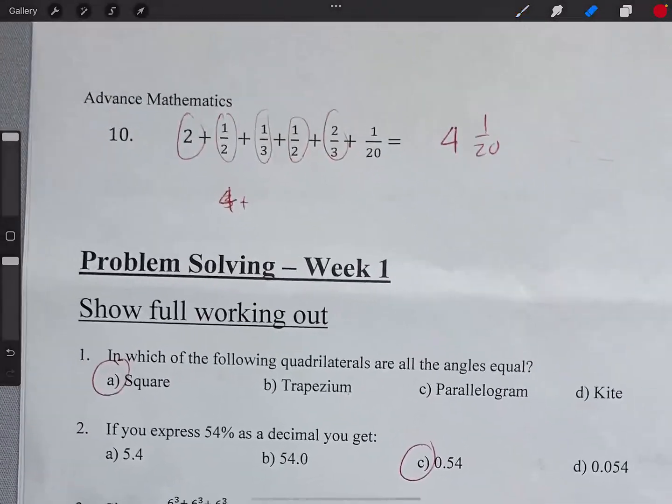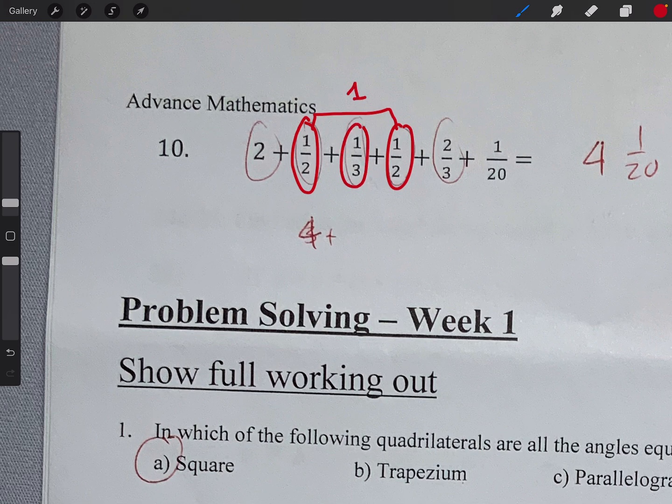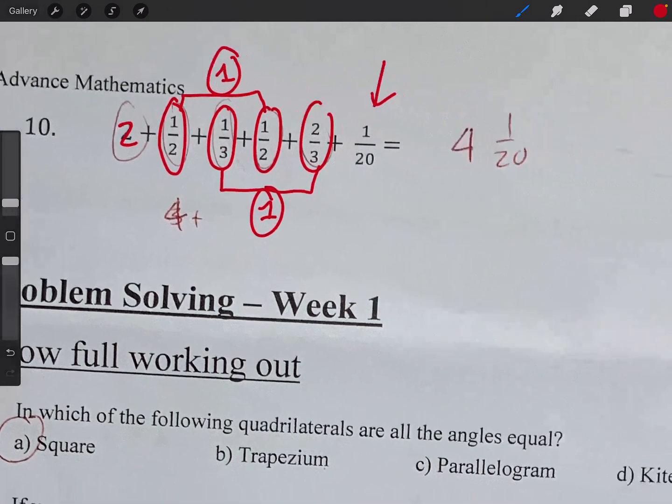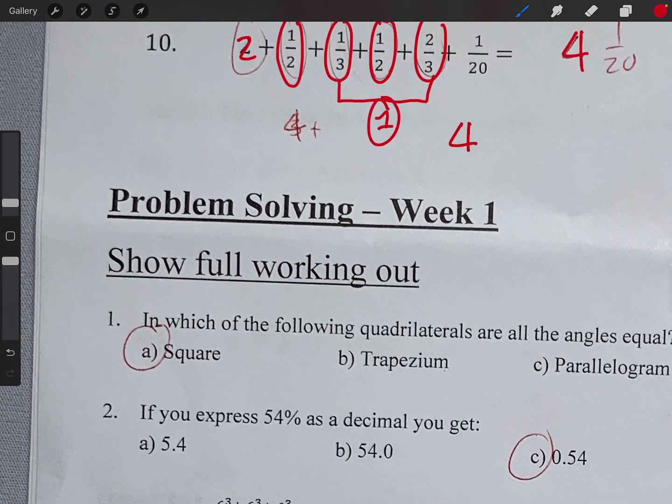Alright. Now with this one, we just have a bunch of fractions and numbers adding together. So we try to find the ones that make it easy. So let's look at this one. You got a half plus another half. That makes a total of 1. You got 1/3 plus 2/3, that makes another 1. So you got 2 plus 1 plus 1, that makes 4. And then you only have one fraction left. So the answer is 4 and 1 over 20. Done. Because you have 4 plus the last fraction 1 on 20, and that gives you the answer.